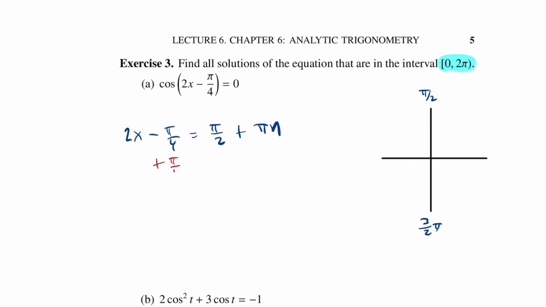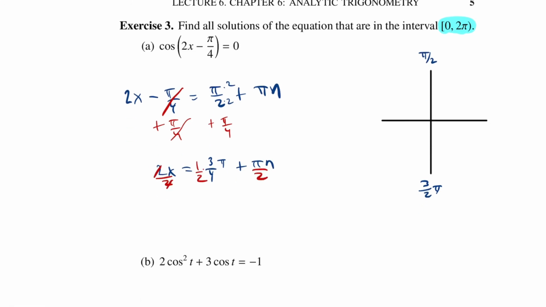All right, the common denominator here is 4, so plus 2 plus 2. You're going to get 2x equals 3 pi over 4. So you got 2 pi plus 1 pi is 3 pi. All right, plus pi n. And the final step is to divide everything by 2. When you divide by 2, that's the same thing as multiplying by a half. So our final answer will be x equals 3/8 pi plus pi over 2 n.